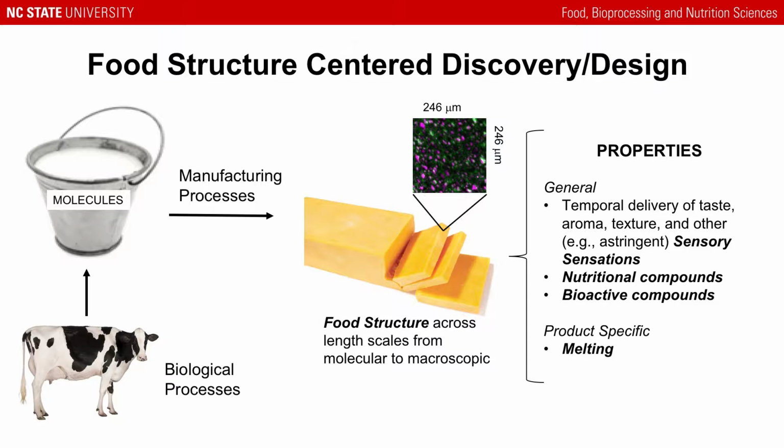Well, we have manufacturing processes that take molecules and put them into these structures, but also remembering that we have a biological process that initially generates the materials. So this gets back to this whole idea of where we wanted to go from production agriculture to food science to nutrition. So it's looking at the biological processes that produce the molecules, how the molecules are then produced to the food structure, and then how those food structures generate the properties.